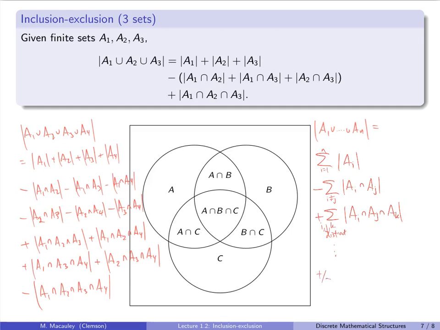It's going to depend on whether n is even or n is odd: A1 intersect A2 and so on up to An. And if you wanted to be precise about this, you could replace this plus or minus. You could make this a plus, and then in here you could put a -1 to the, is it n or n plus 1?